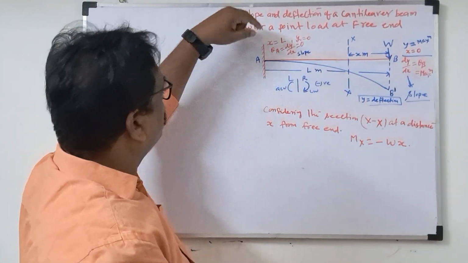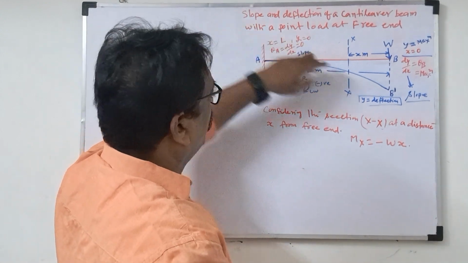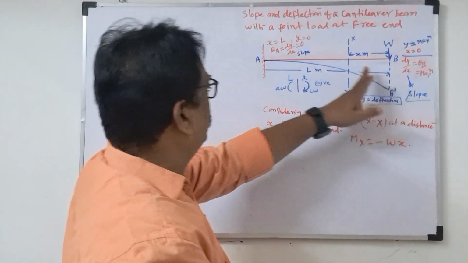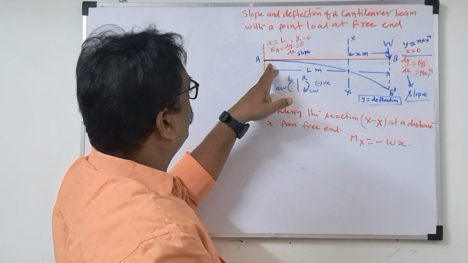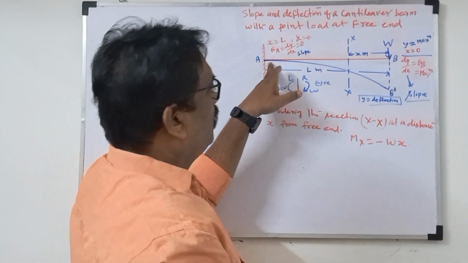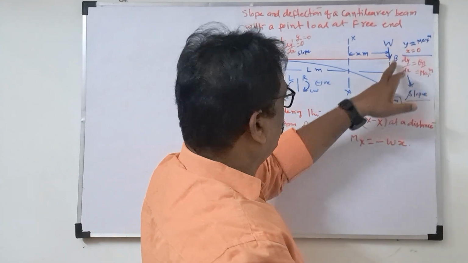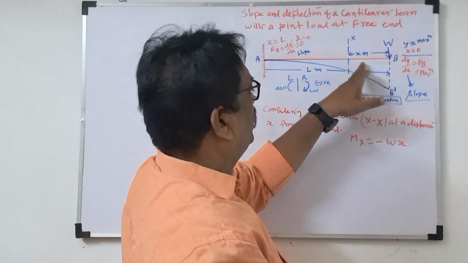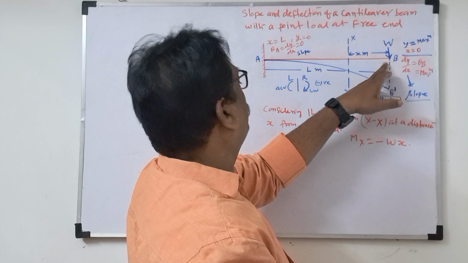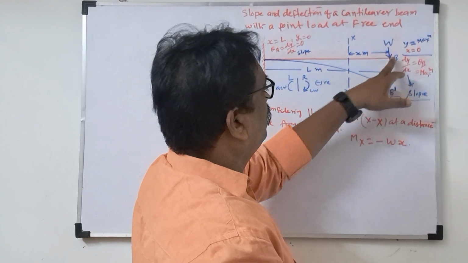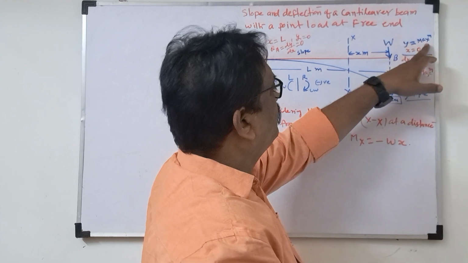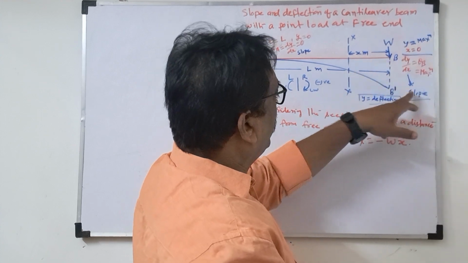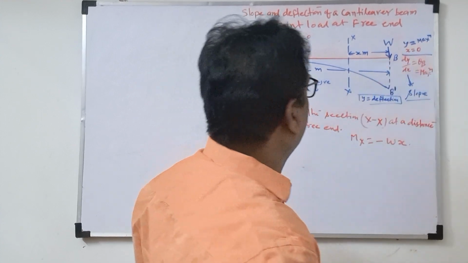So what boundary conditions have we taken here? We take x equal to 0 at the free end, so at the fixed end x equals L, where slope and deflection are both 0. Since we are measuring from the right side to the left side, with point load W at the free end, at x equal to 0 the deflection will be maximum and the angle, that is the slope, will also be maximum.